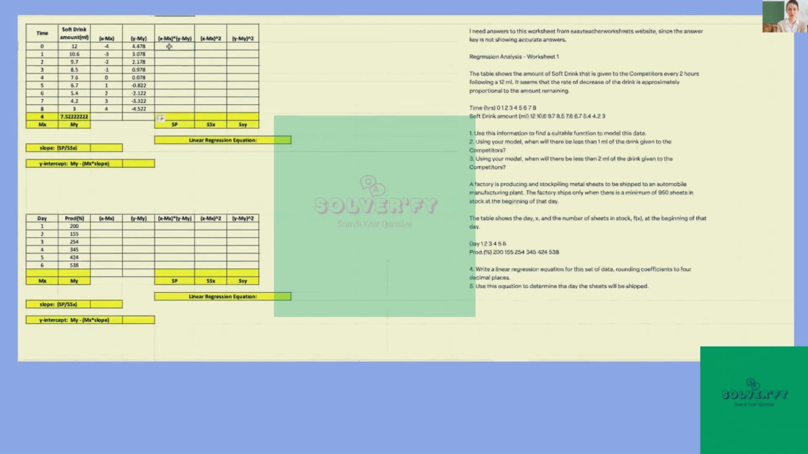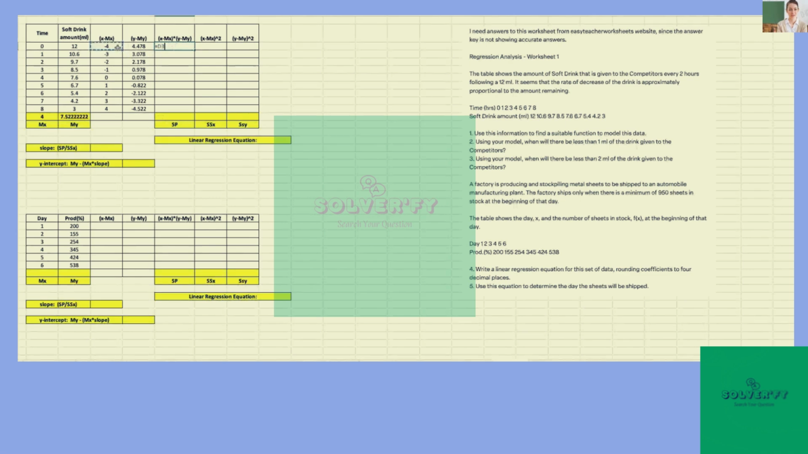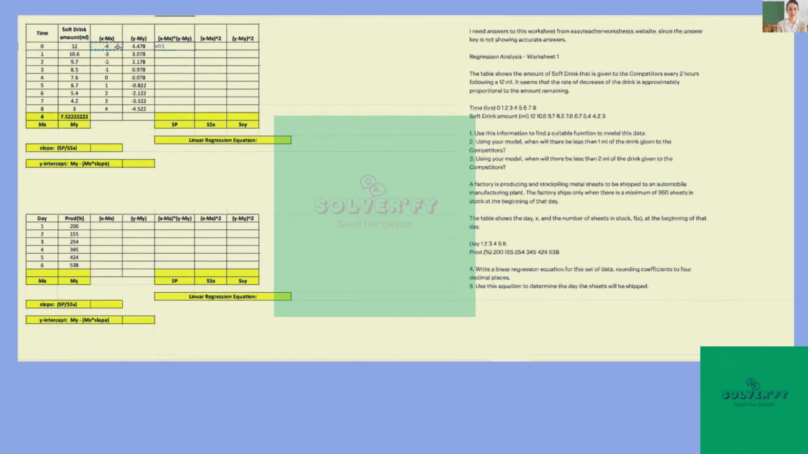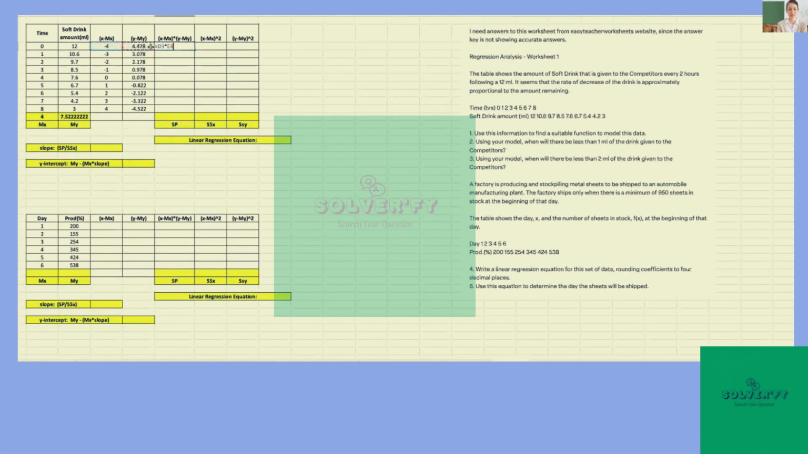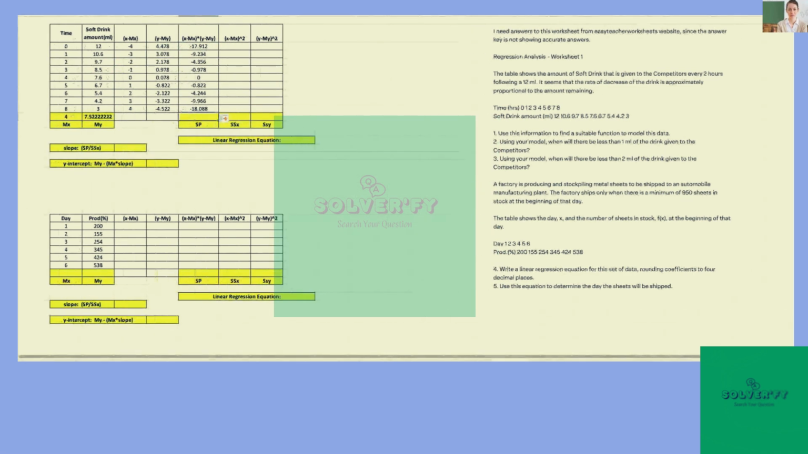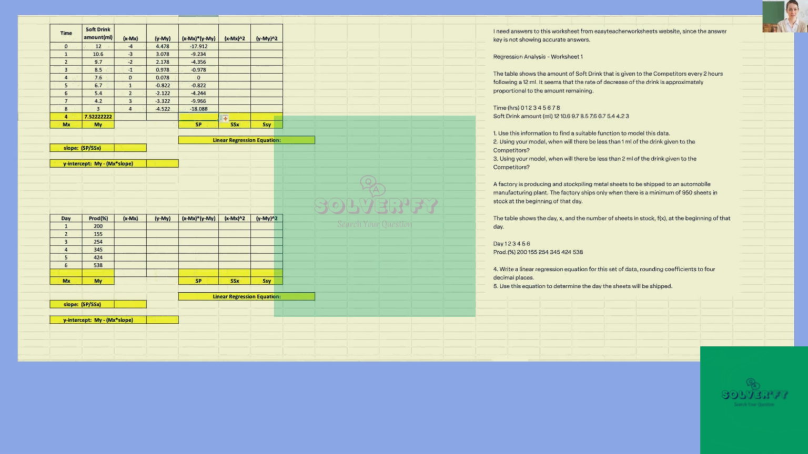Then I'm going to multiply X minus the mean of X times Y minus the mean of Y. And so I'm going to multiply this times this, this times this, this times this, and so on and so forth. Then I'm going to total this column. The total is known as the sum of products.